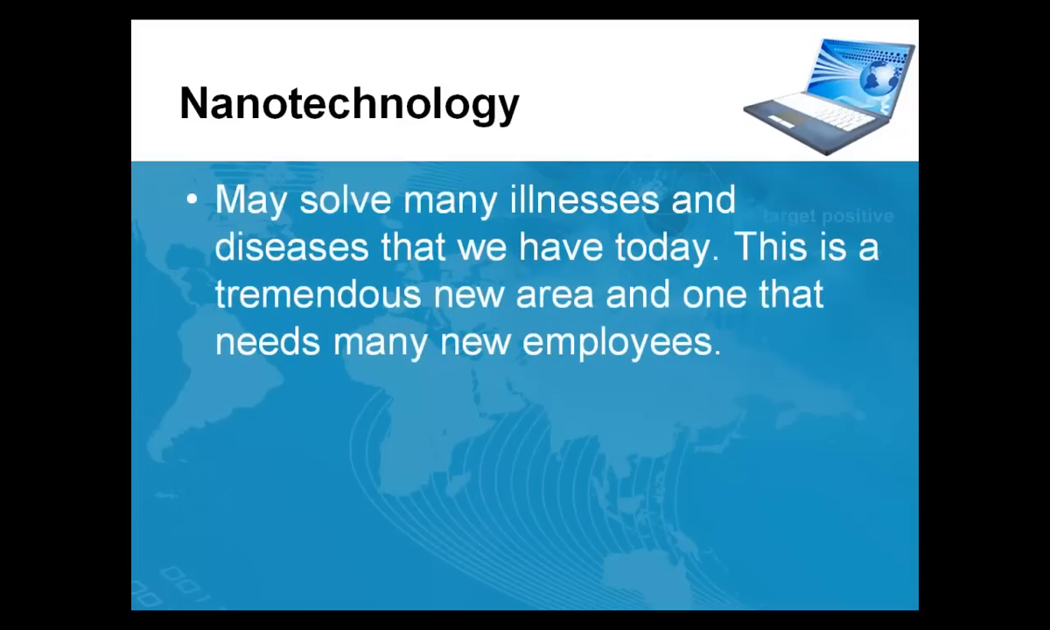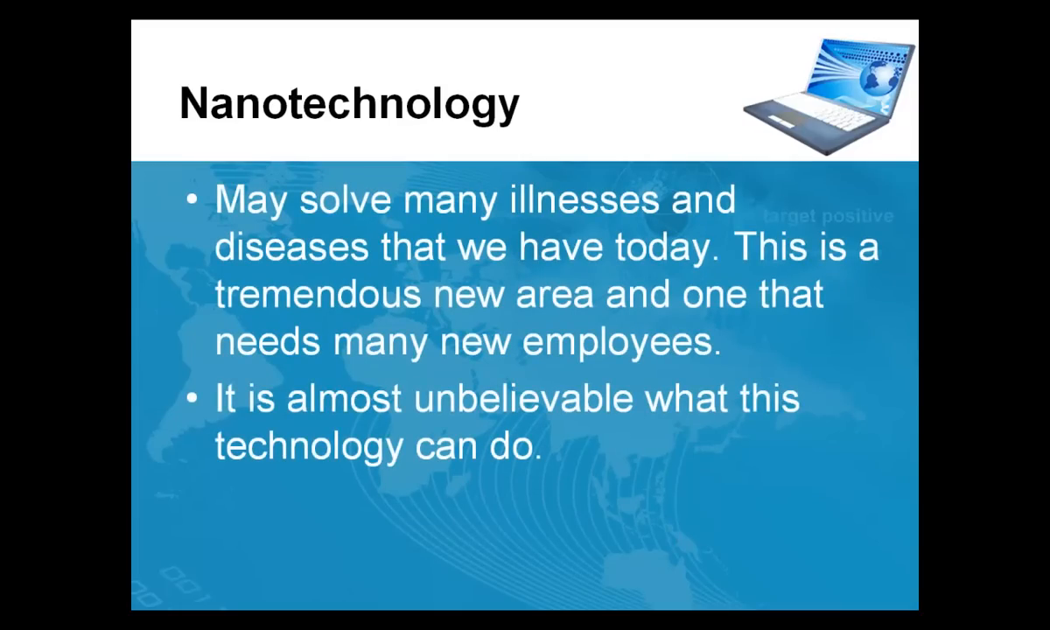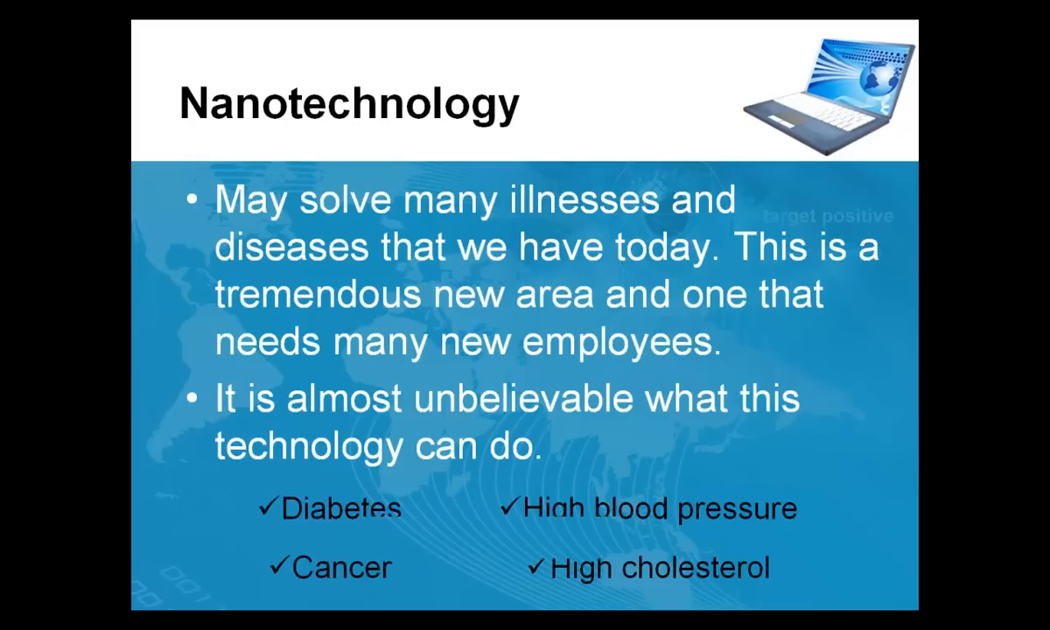Now, in terms of our examples of nanotechnology, we talked about solving illnesses and diseases. What you want to put down for your examples would be stopping diabetes, cancer, high blood pressure, and high cholesterol as possible things that we can do. We're going to keep it simple at this point, and we're going to talk more about those later.